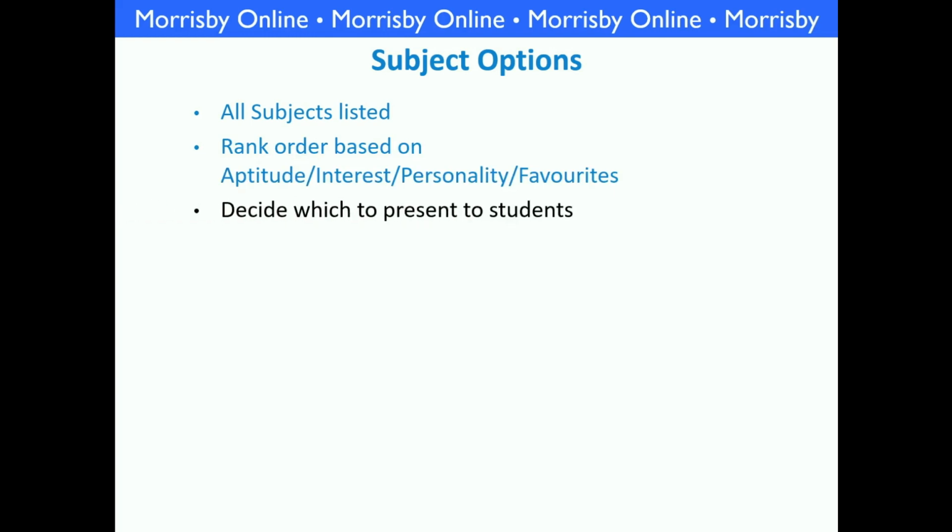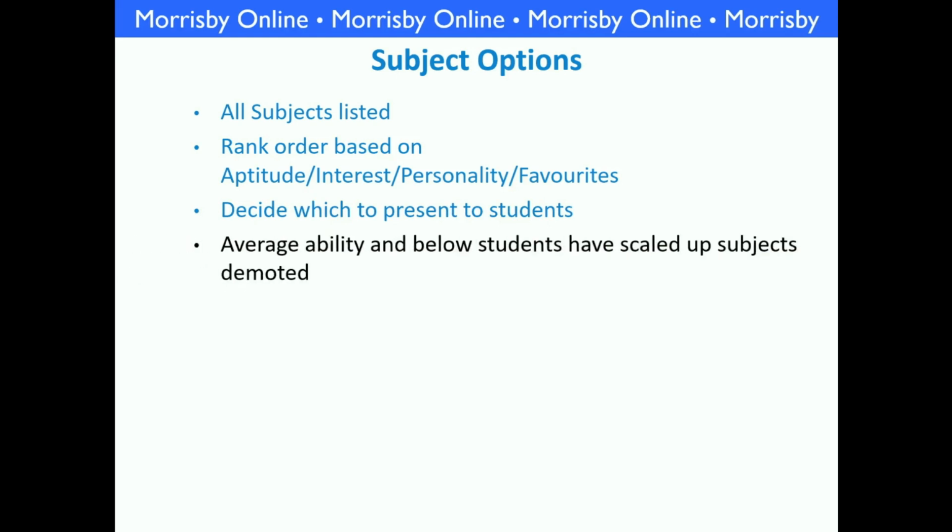And you need to decide which subjects to present to students. I'll talk more about that as well. Now, in terms of level, what we've done is where students are average ability or below, any subjects which are scaled up are demoted in their list. They're not removed, they're just demoted.